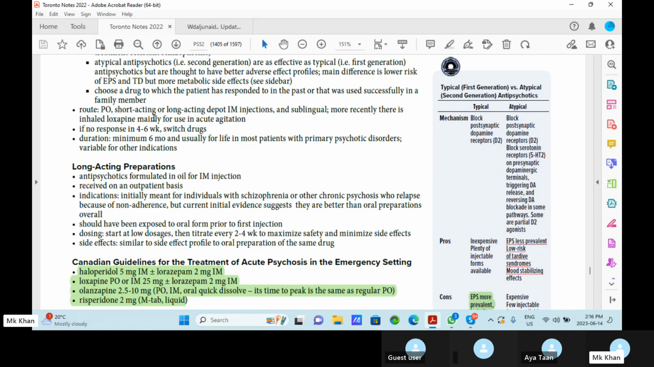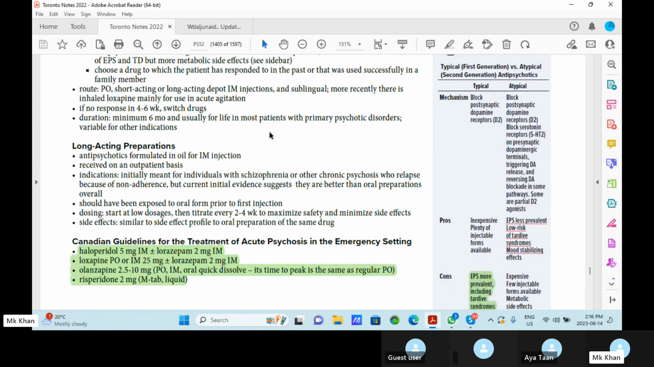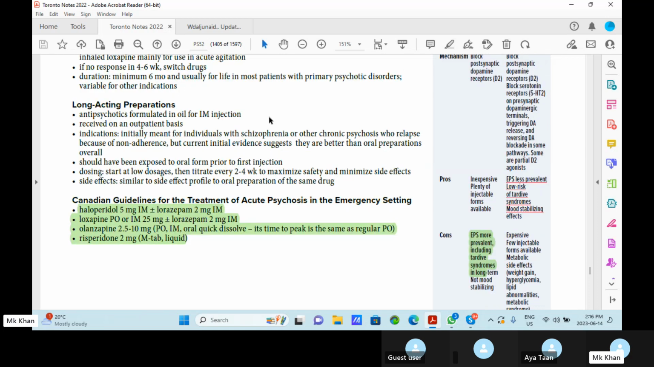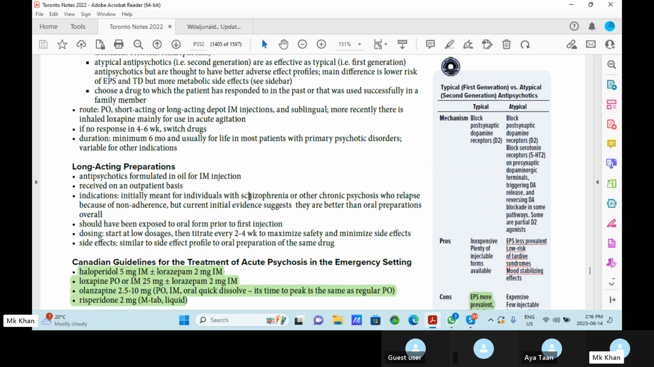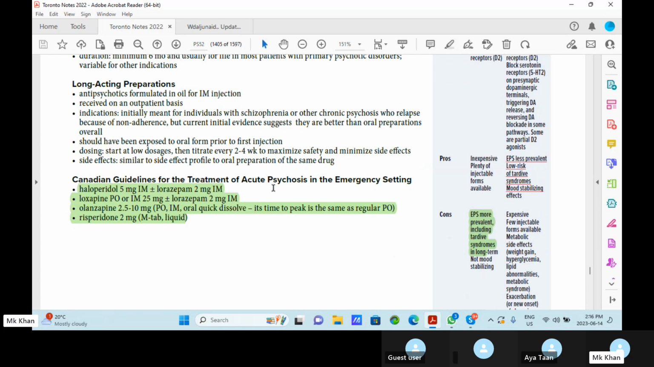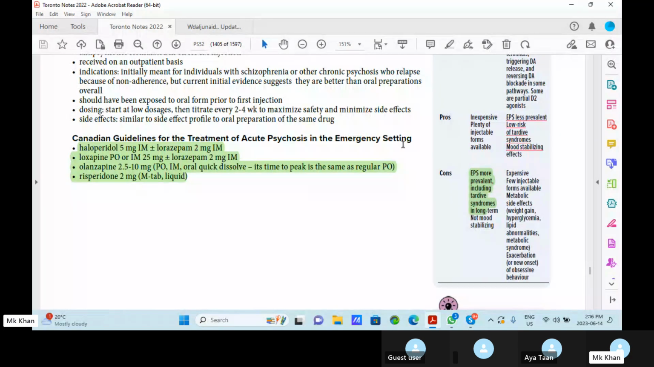So route is usually PO, short acting, long acting, IM or injections for acute agitation. All these are available. And if there is no response in 4 to 6 weeks, then we switch the drugs. And then minimum 6 months and usually for life in most patients with primary psychotic disorders, variable for other indications. So minimum is 6 months, but if it is recurrent or other disorders are present, then it is like continue for life kind of. So what are the Canadian guidelines for the treatment of acute psychosis in emergency settings?